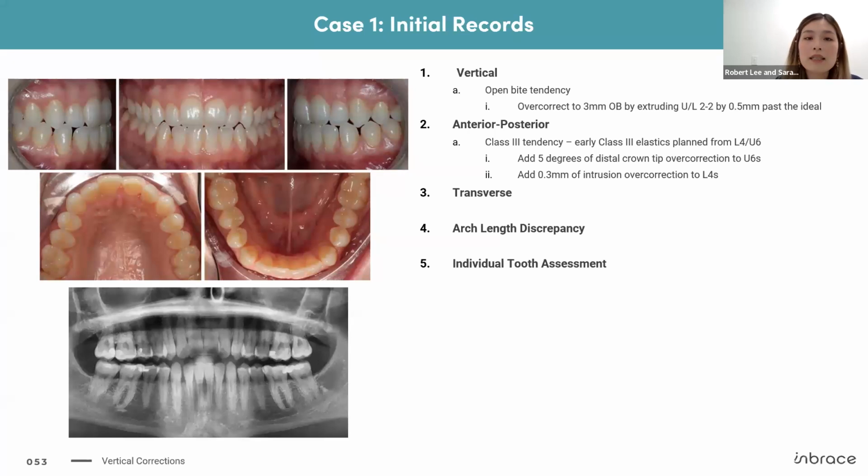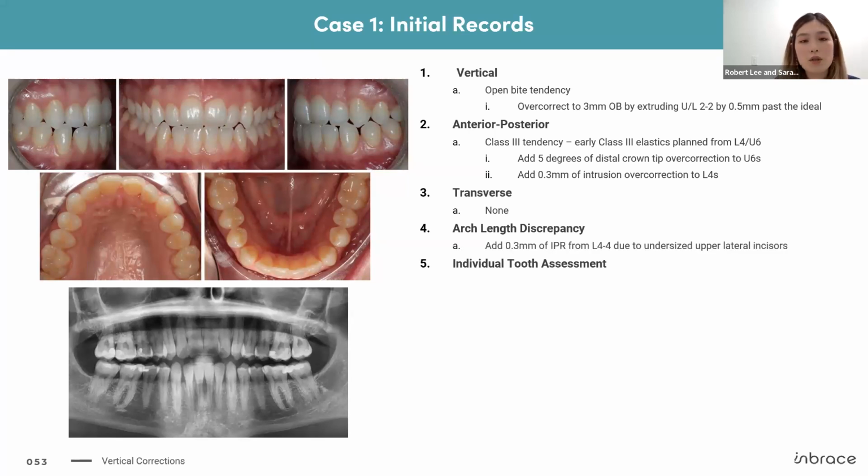For the class 3 tendency, we do plan on having early class 3 elastics from the lower 4s to the upper 6s. So we will ask them to add 5 degrees of distal crown tip overcorrection to the upper 6s. In this case, because the patient is already open by tendency, we don't want any further premature occlusion to open the bite. So we will add 0.3 millimeters of intrusion overcorrection to those lower 4s. Nothing to worry about in the transfers for this particular case.